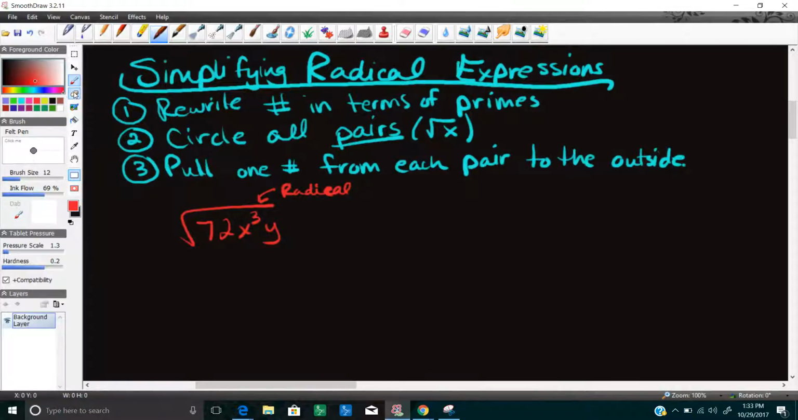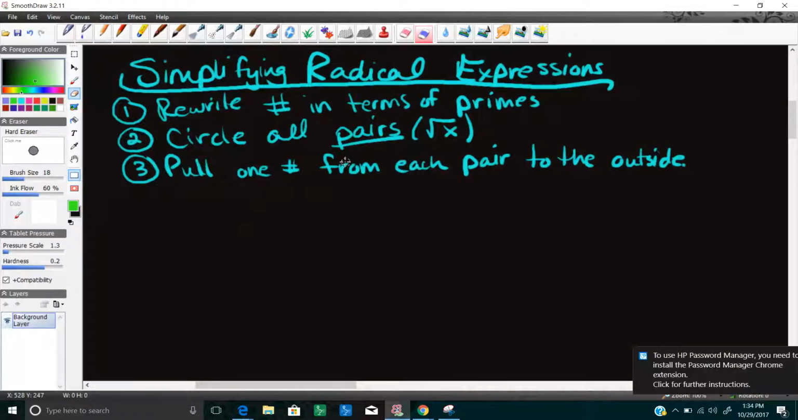Let me go ahead and erase this for now because that's a little too difficult for us just now. We're going to start with something pretty simple. I went ahead and wrote down the steps for this. You should probably write this down in your notes. There are 3 steps. The first one is to rewrite the number in terms of your prime numbers, like 3, 5, 7, 11, 2, even though 2 is not a prime, but still 2, and so forth.